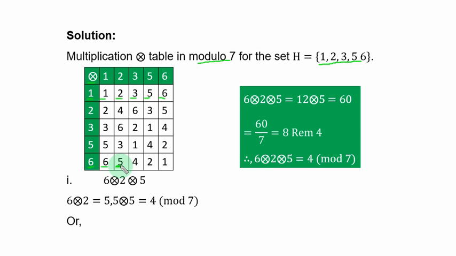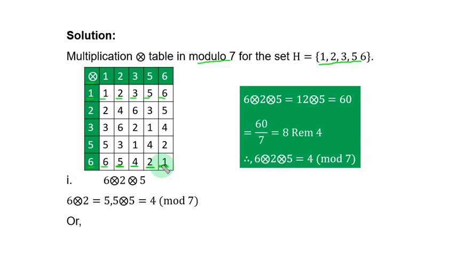This is 5 you have here. Then 6 times 3 is 18. If you divide 18 by 7, you have 2 remainder 4. That's the 4 you have here. 6 times 5 is 30. Divide 30 by 7, you have 4 remainder 2. That is what you have here. Then 6 times 6, 36. Divide by 7, you have 5 remainder 1. There's a 1 you have here.